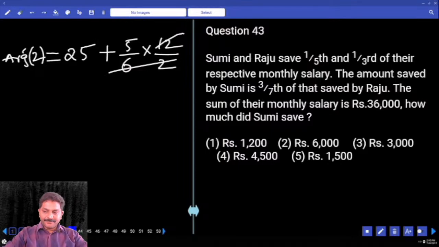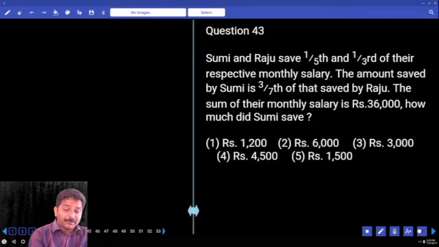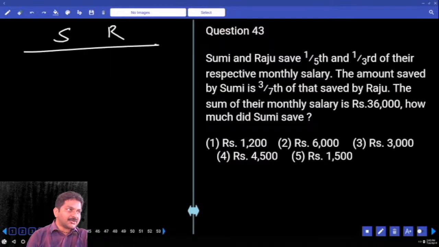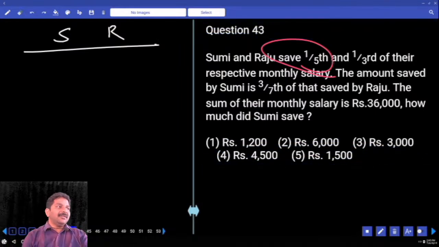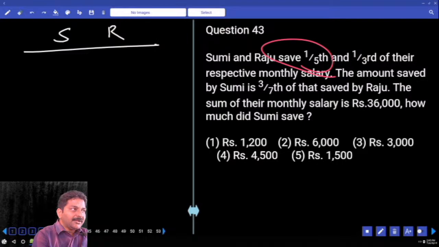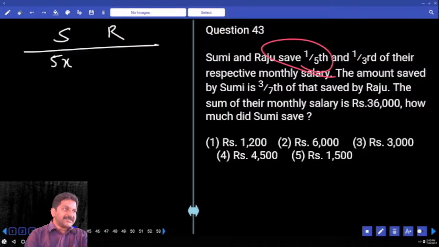Done everybody? Sumi and Raju save 1/5 and 1/3 of their respective monthly salary. How many people are there? Sumi and Raju. We have fractions. Among Sumi's income, she saves 1/5. So I am taking Sumi's income as a 5 multiple. I'll treat it as 5x because of the denominator 5.